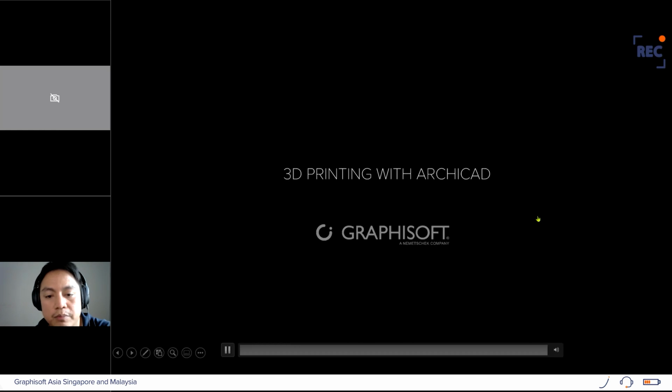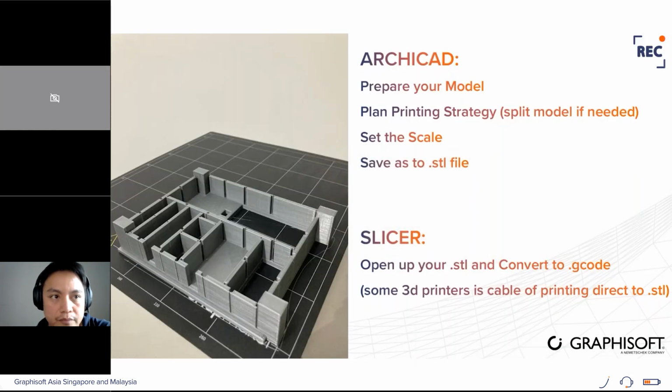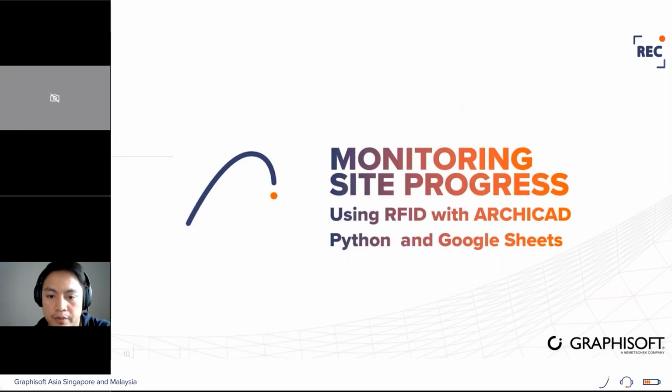My main topic would be more on monitoring site progress using RFID with Archicad. We're going to use Python and Google Sheets. Google Sheets is using JavaScript, I think. And then we're going to use some Arduino for this exercise.